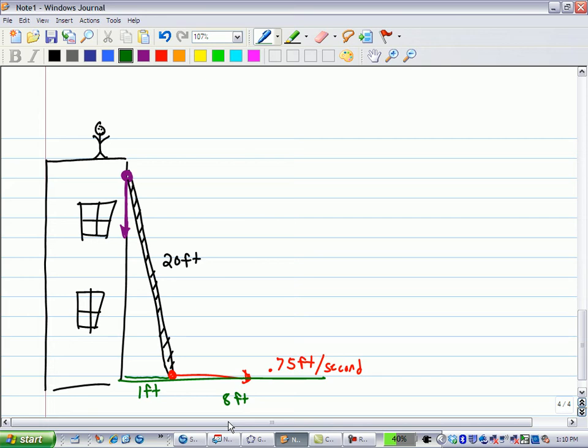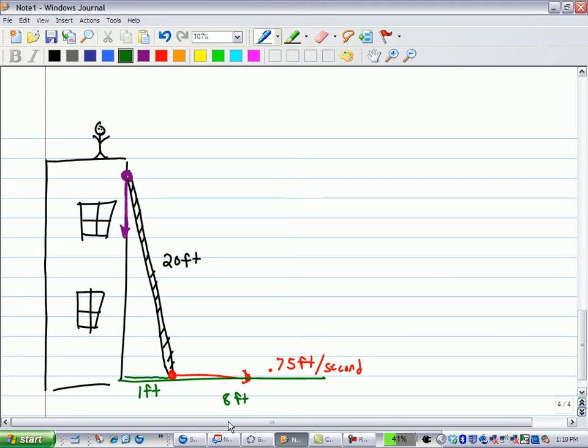So here, let's say this is your building, this is your ladder. I'll pull the bottom away at a constant rate. And you just figure out if the top's going down at a constant rate, or when it's actually going faster or slower. Faster at the end? Okay, well let's find those rates.